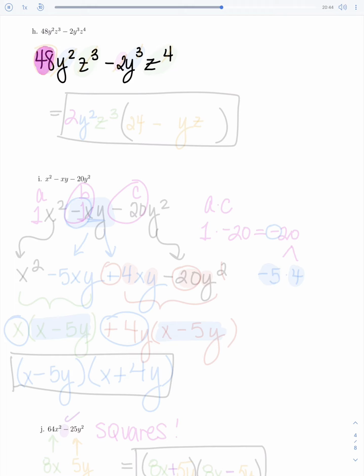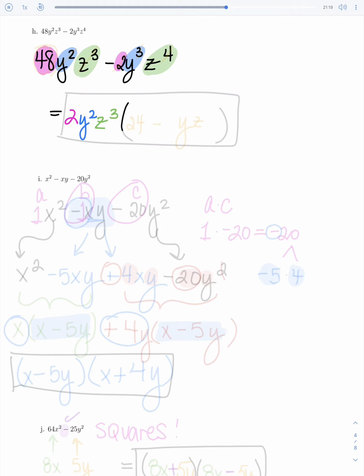So let's start out with the numbers, the 48 and the 2. Well, 48 and 2 are both divisible by 2, so at the very least I can factor out a 2. Now let's look at our y's. I've got a y squared and a y cubed. They both have at least 2 y's, so I can pull out a y squared. Now let's look at the z's. I have a z cubed and a z to the fourth, so they both have at least 3 z's, and I can pull out a z cubed from both pieces.